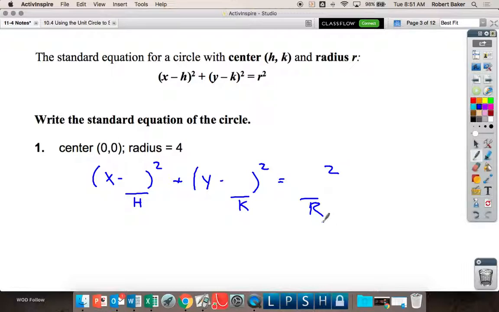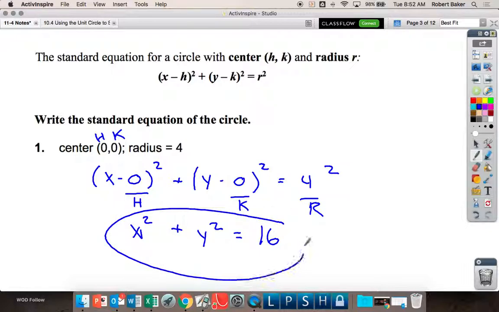So my center is h, k, and this is my radius. So what is the h value? The k value? The r value? So now I'm just going to simplify. X minus 0, x. And what is x squared? X squared. Plus y minus 0, y squared equals, what is 4 squared? 16. So that equation is a circle centered at 0, 0 with a radius of 4. Yeah? No? Maybe?